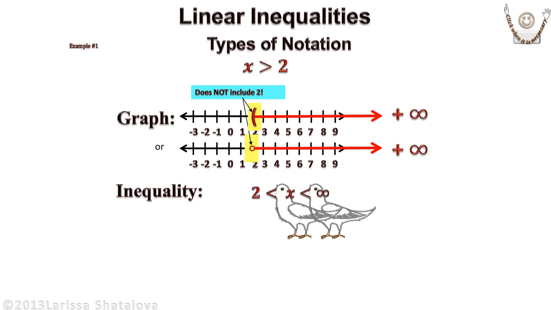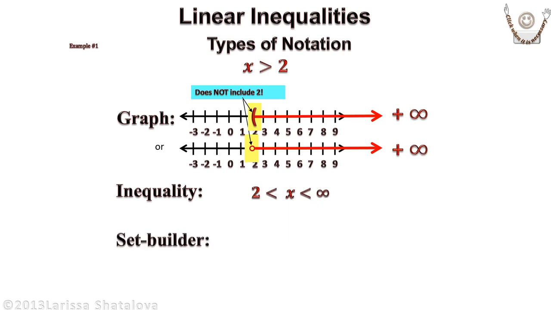Set builder notation, we can just copy the inequality. And then interval notation comes from our graph presentation, because you see parentheses at 2, so here is parentheses 2, comma, and then the right end is positive infinity.